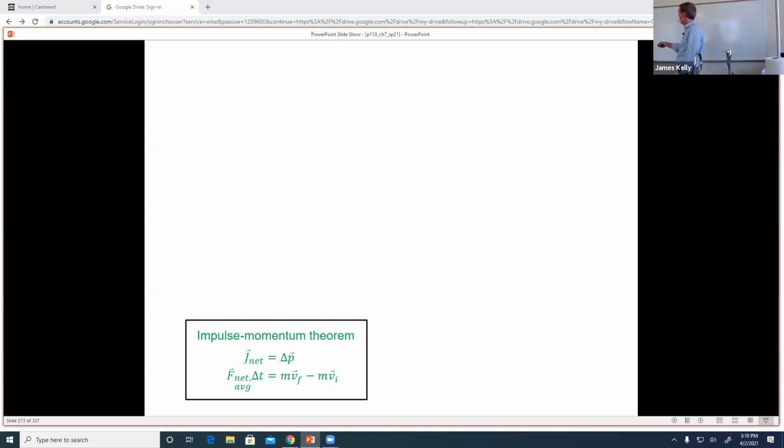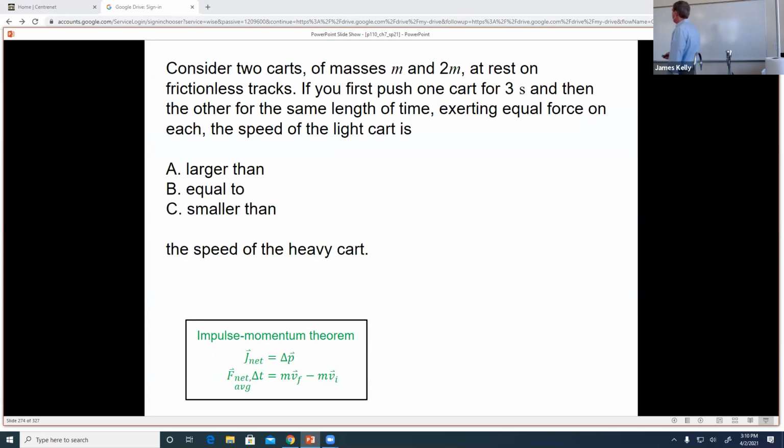I know the impulse part sounds very unfamiliar because we don't use that word in everyday language, but hey, momentum is almost the same thing as velocity. So it seems like you would have really good intuition about it. So we're going to do a few voting questions just to check that. And I put the impulse momentum theorem down there for reference in these voting questions, just so that you could inspect it because it's been a while.